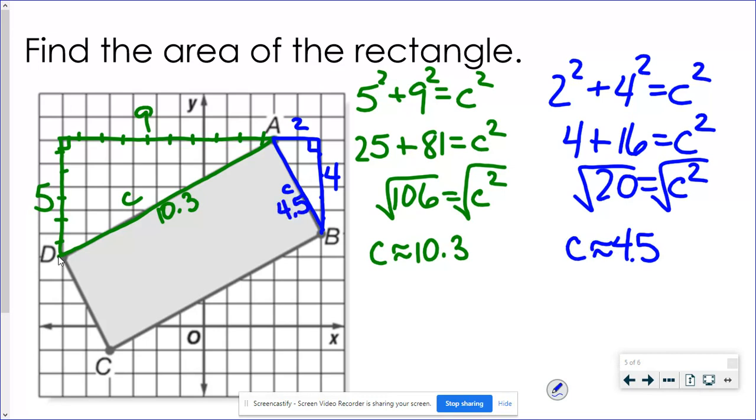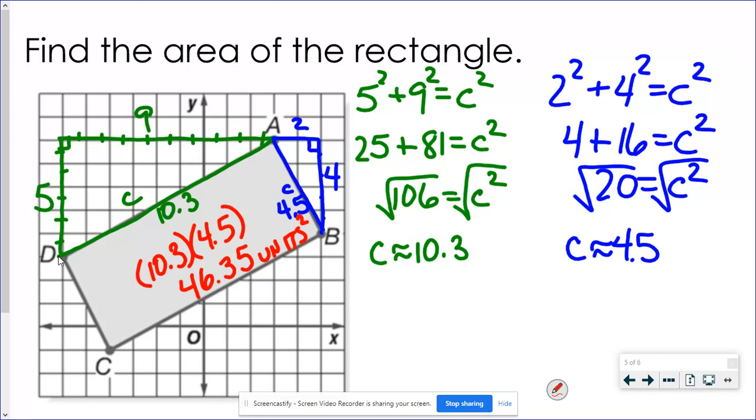And then my last step to find the area of the rectangle, I do base times height or length times width. So I would have to do, let me change colors here, 10.3 times 4.5. Absolutely a calculator kind of issue right now. 10.3 times 4.5 would give me 46.35 square units. I don't know what these units are.